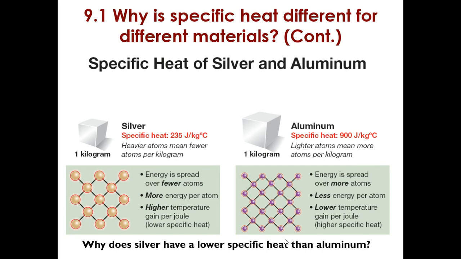Silver has a low specific heat. What that means is that silver will heat up quickly and it will cool off quickly. So energy is spread over fewer atoms with silver. Each atom gets more energy and it will get higher temperature gain per molecule than aluminum, where that energy is spread out over more atoms. That means less energy per molecule, therefore a lower temperature gain.